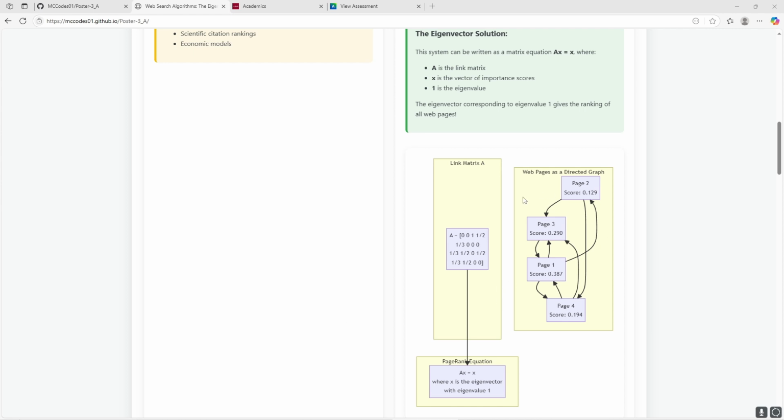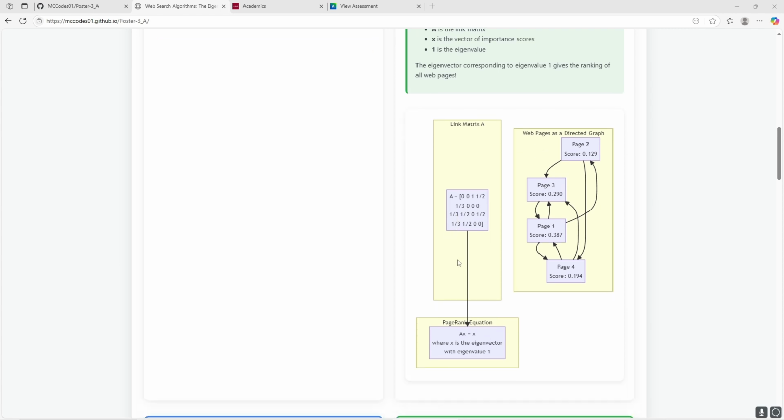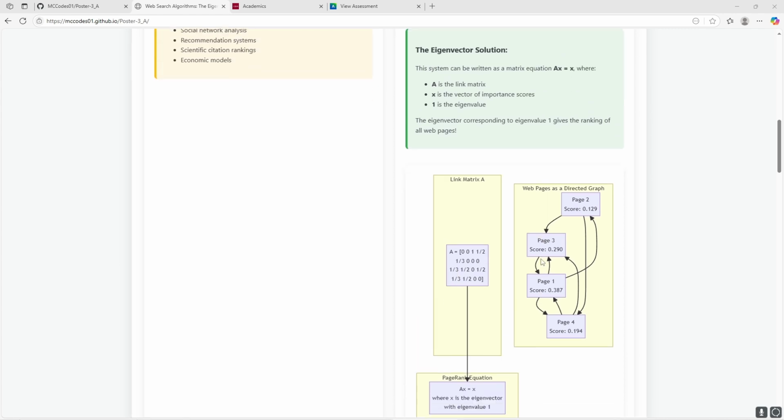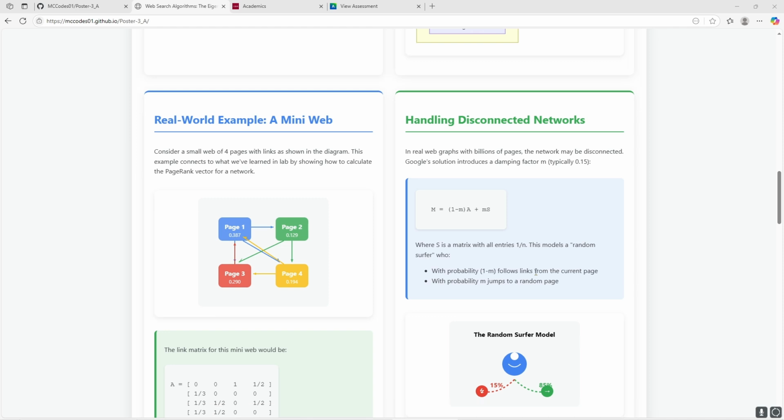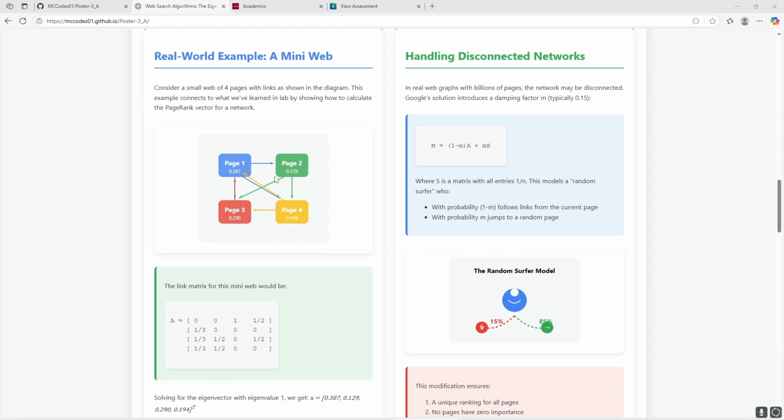So in this example with 4 pages, we start with an equal chance, right? After just 5 iterations, we're close to the final PageRank vector, showing page 1 as 0.387, page 2 as 0.129, then 0.29, and 0.194, right?